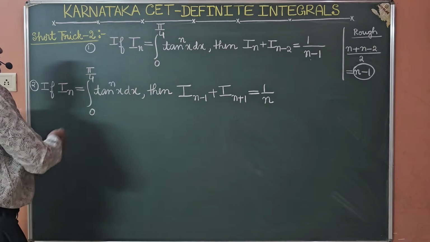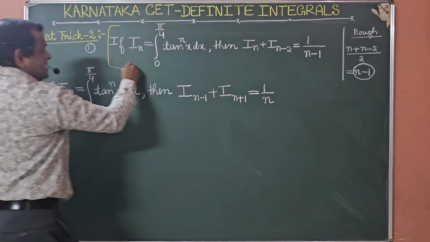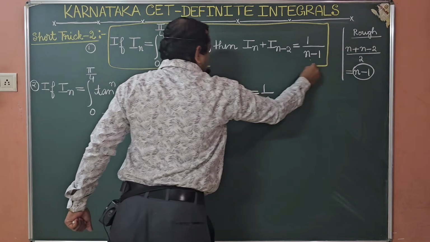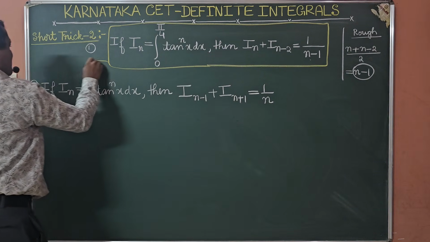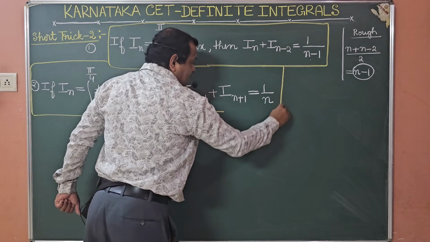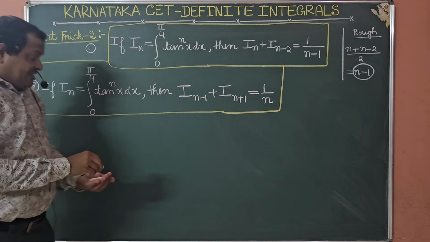So therefore, in my second short trick, there are two formulae. These I request you commit to memory so that you can save time in the CET exam.